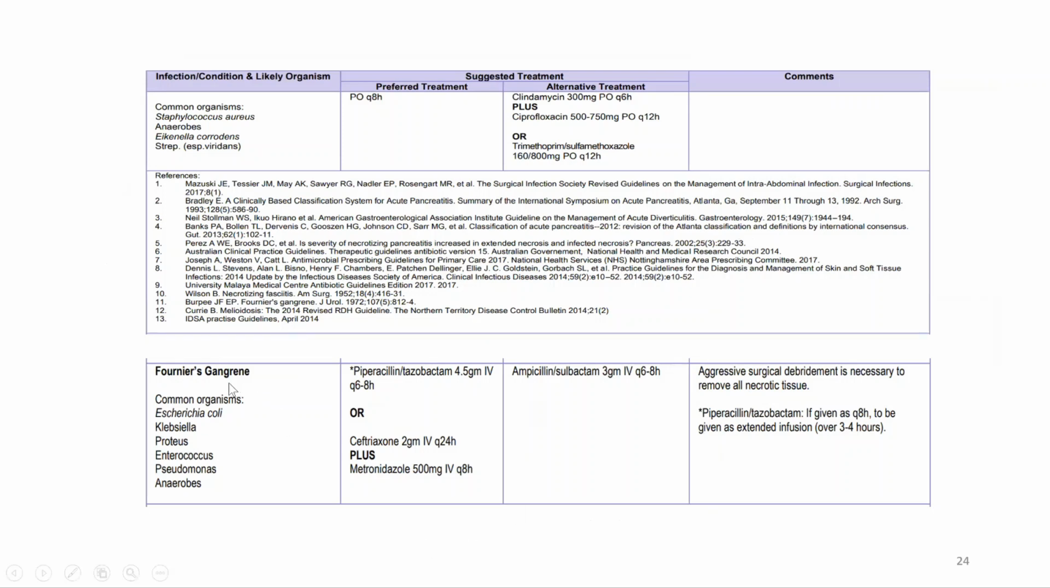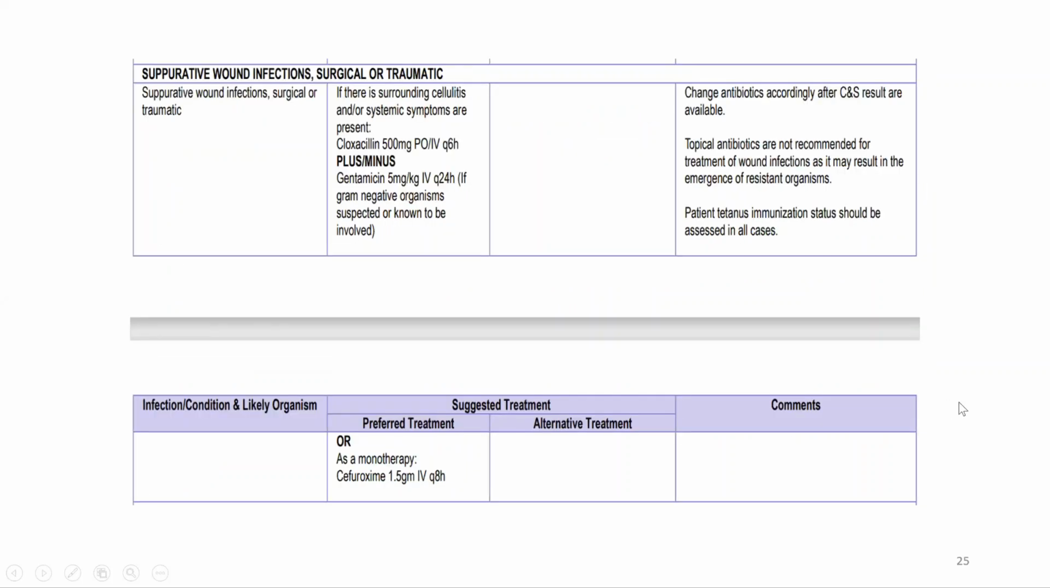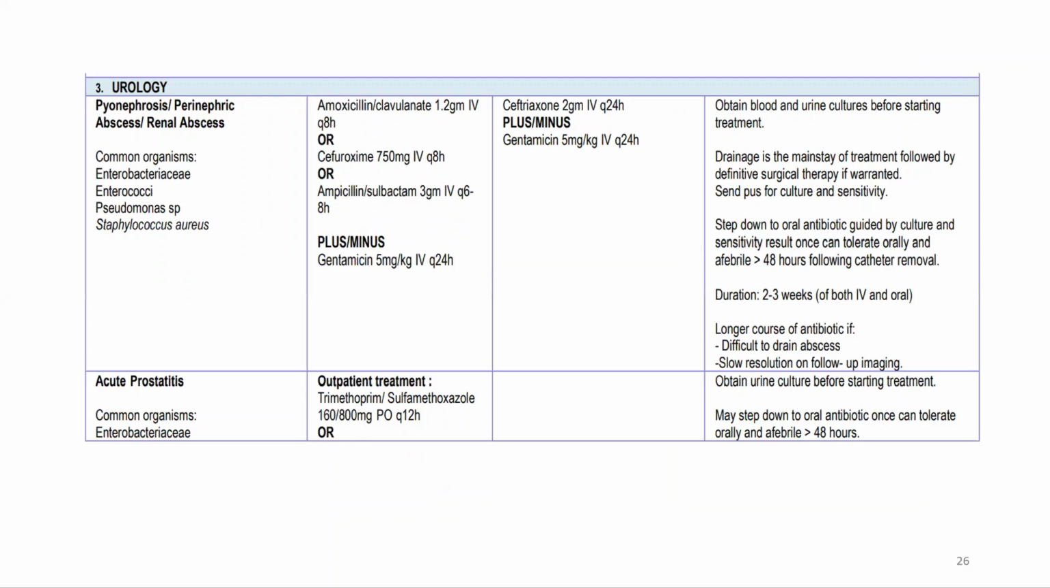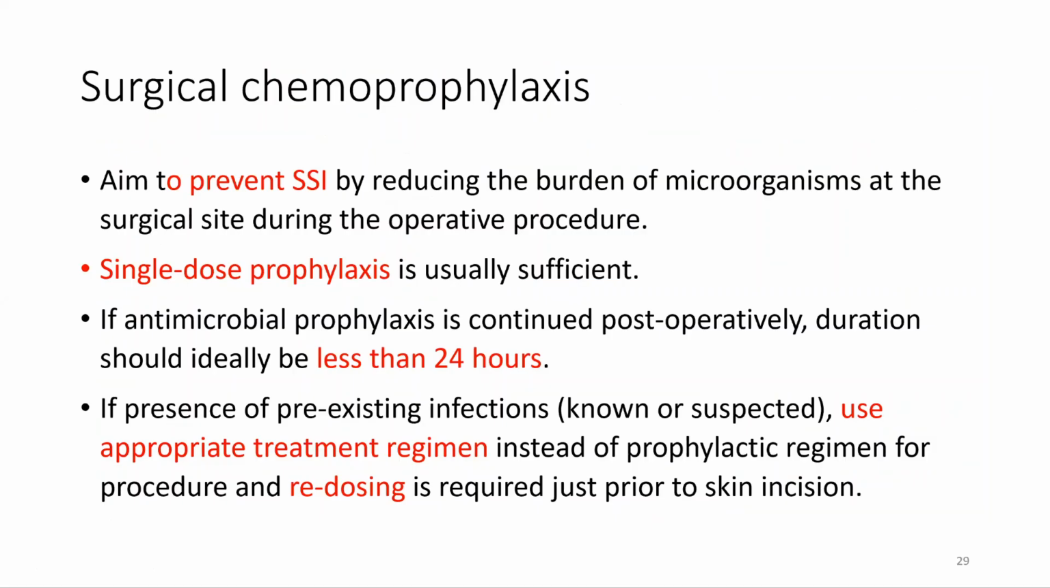For example, Fournier's gangrene. It is listed here what the common organisms that can cause Fournier's gangrene are and what the preferred empirical treatment is, which is, for example, tazocin or ceftriaxone plus metronidazole. As an alternative, you can also give unasyn, and there's also a comment afterwards. Okay, this is the list of empirical antibiotics.